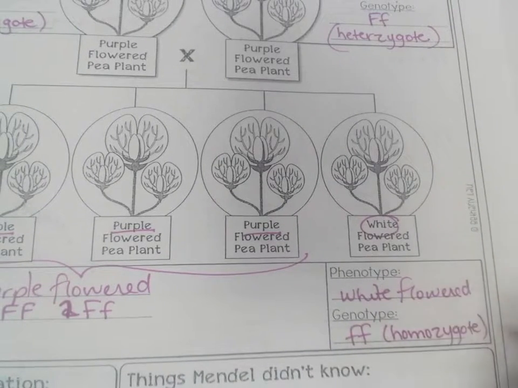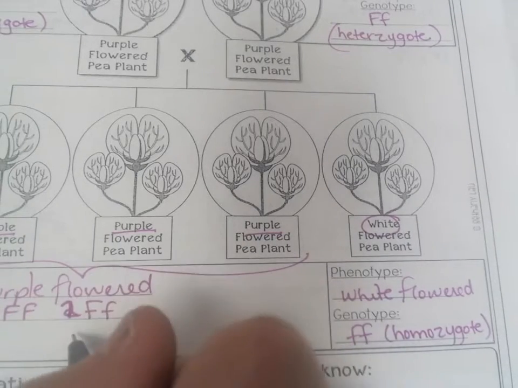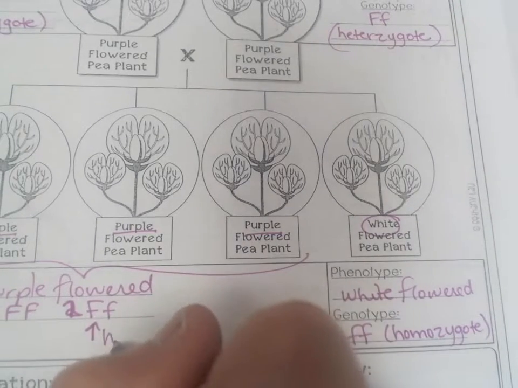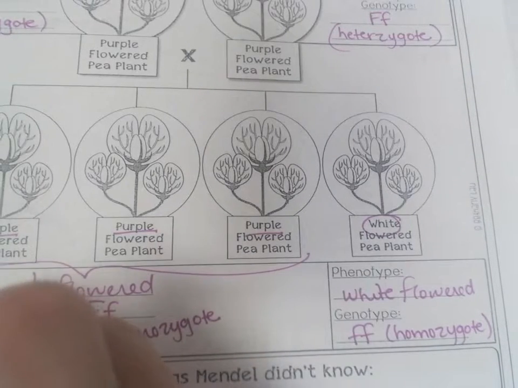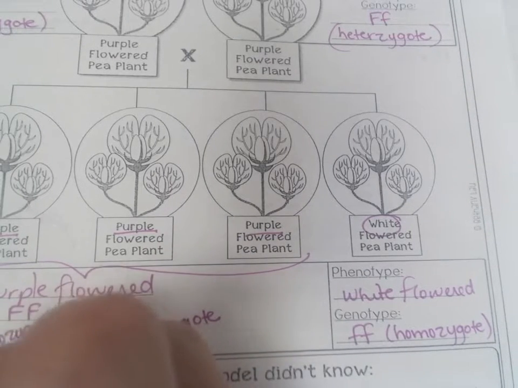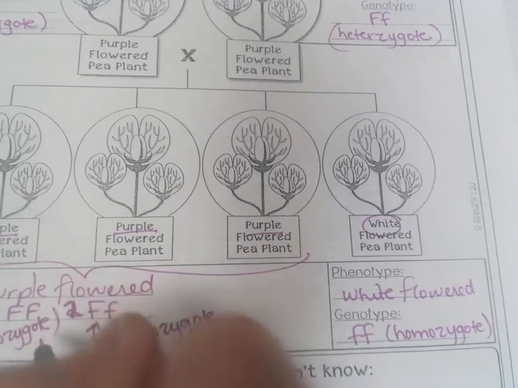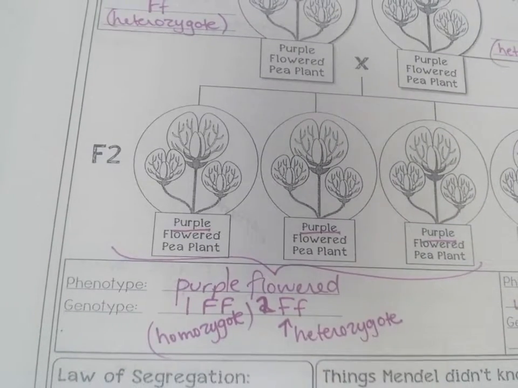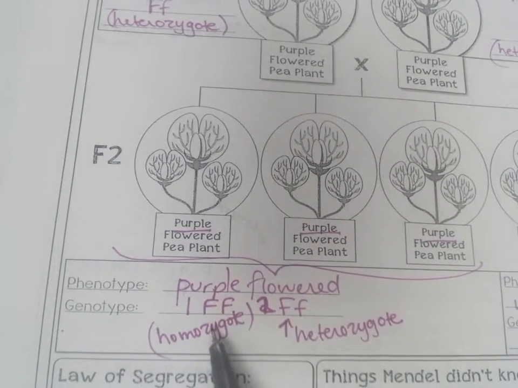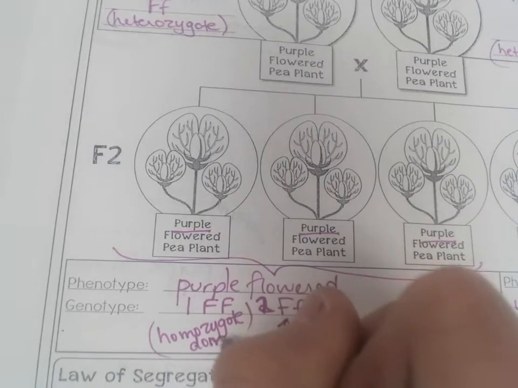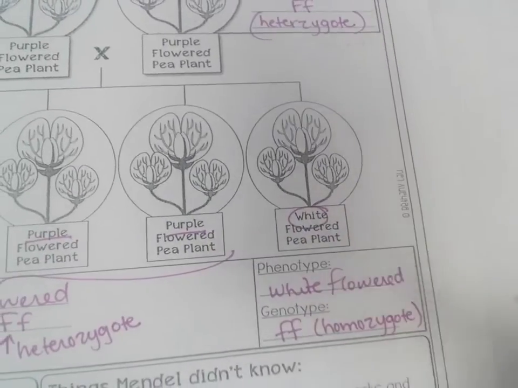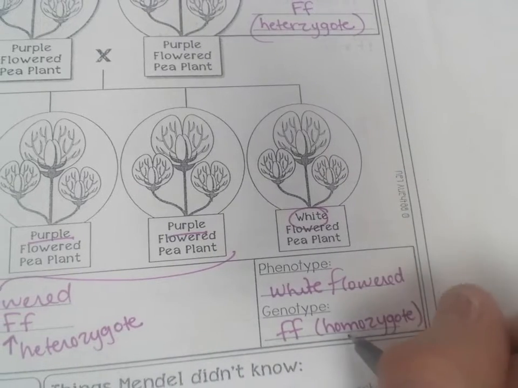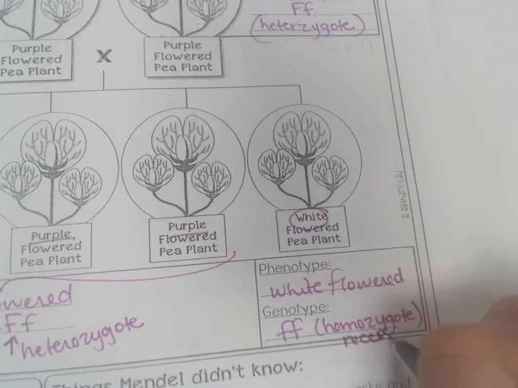homozygote. And this one right here, because it's big F, little f, is heterozygote, and this is homozygote. Now, if it's homozygote, if it's two big F's, it's homozygote dominant. If it's little f, it's homozygote recessive.